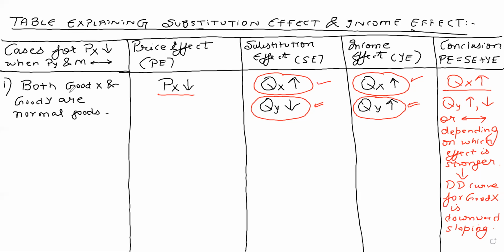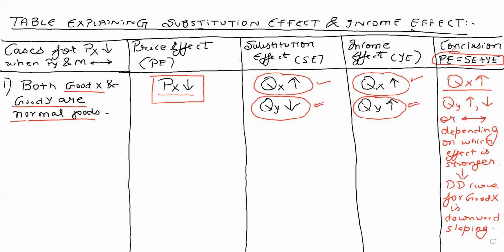So when good X and good Y both are normal goods, and when price of good X falls, by substitution effect also good X is rising, by income effect also good X is rising. Price effect is the sum of substitution effect and income effect. So by price effect, when price of good X falls, quantity of good X rises. That means there is inverse relationship between price and quantity. That means the demand curve for good X is downward sloping.